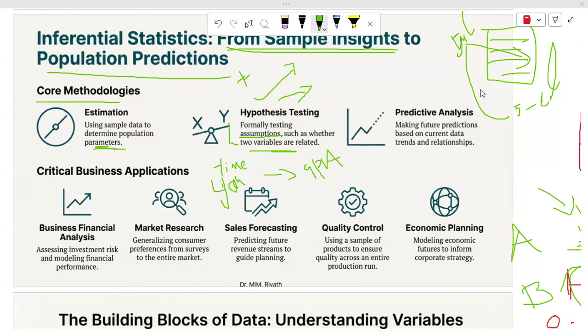Right. And next, the predictive analysis. Predict. You may have heard about machine learning. It may predict in the forthcoming election who will win, who will be the president, who will be the chief minister, and what the rainfall will be tomorrow, next week, next month, and many more. You can make future predictions based on current trends and relationships.